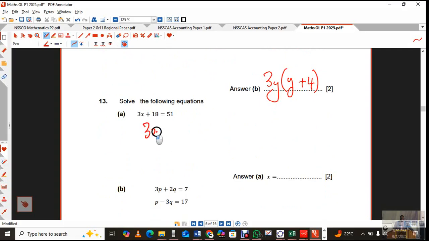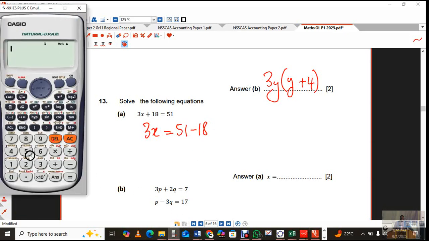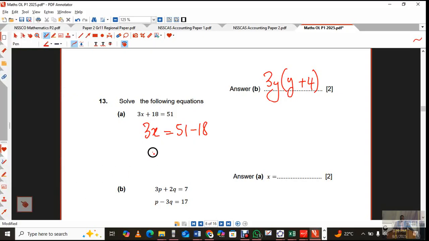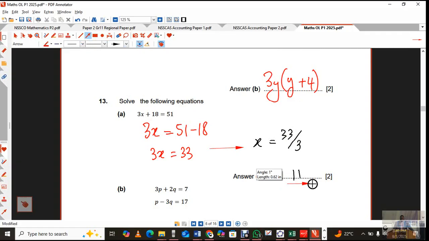This is 3x. You are supposed to solve the following equation. So 51 take away 18, okay? You have 51 take away 18, that is 33. The moment you get something like this, you can already smile your way to the bank, because you can already detect that x is going to be, that 33 should be divided by 3, which is 11. That's the answer. You got it?